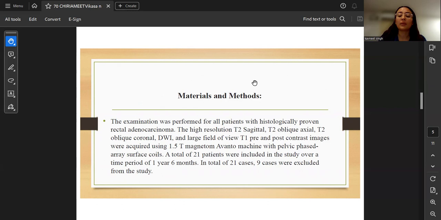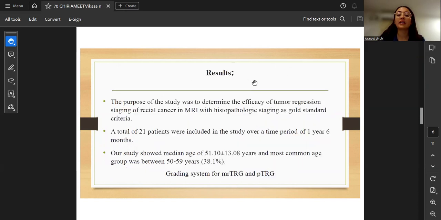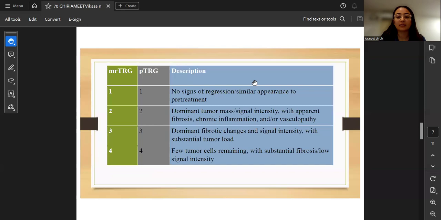A total of 21 patients were included in our study in a period of 1 year and 6 months. Out of these, 9 cases were excluded from the study as they did not meet our inclusion criteria. The purpose of our study was to determine the efficacy of tumor regression staging of rectal cancer on MRI with histopathological staging, which was the gold standard. The patients showed a median age of 51 plus minus 13 years, and the most common age group was 50 to 59 years. The following was the grading that we used.